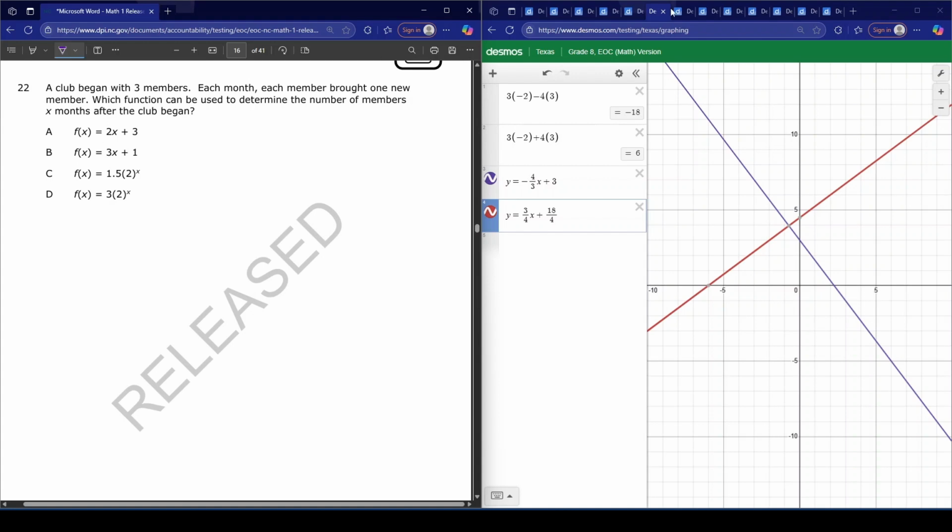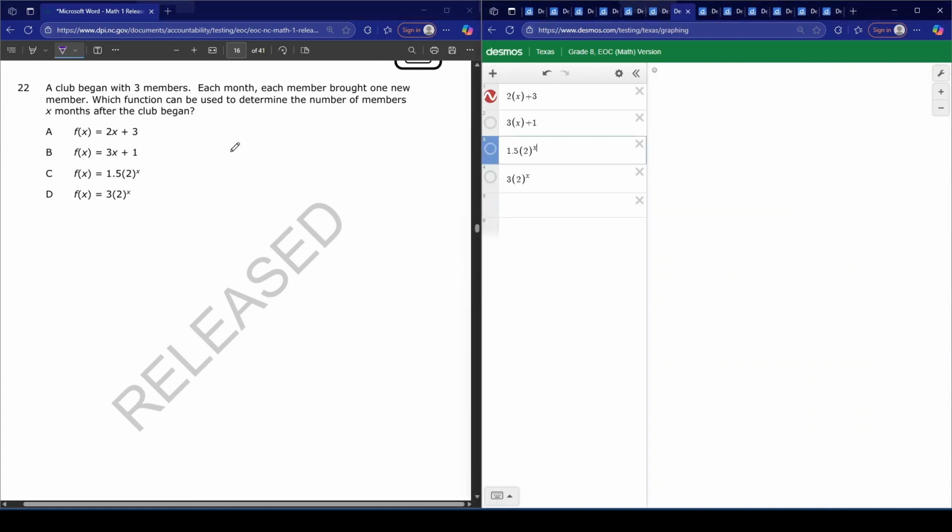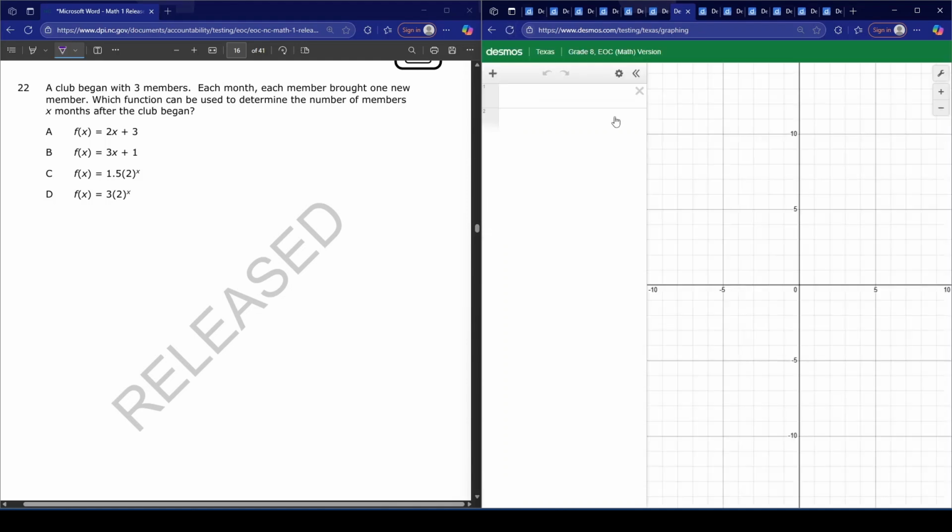The club began with 3 members. Each month, each member brought 1 new member. Which function can be used to determine the number of members X months after the club began? All right, so let me reload this here. And let's just put all of these into Desmos, right? These are not implicit equations, so we can actually put these over here, right?